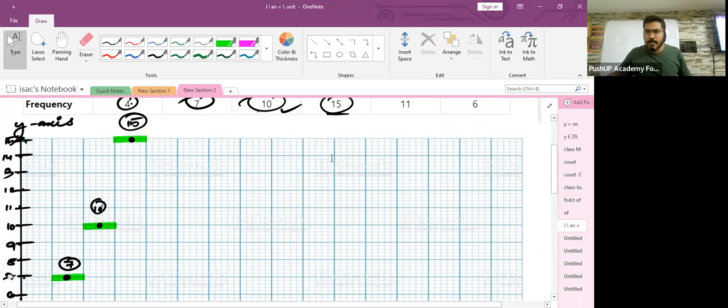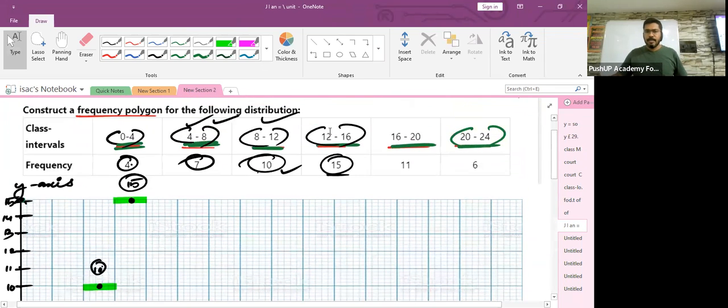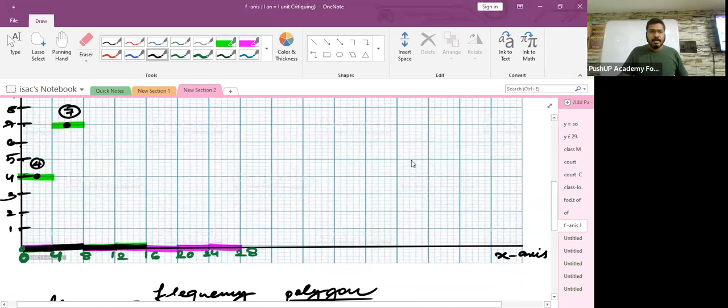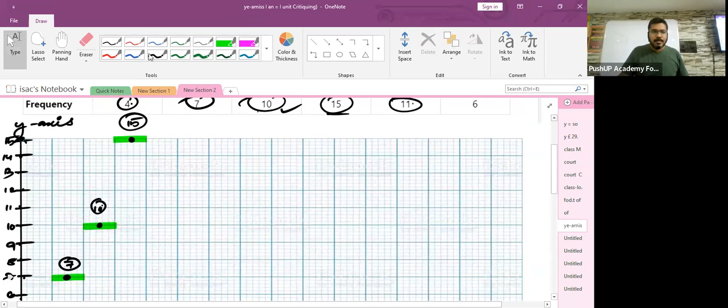Understood? Are you all doing with me? Ananya? You're doing with me, right? Yes, sir. Yeah. The next class interval is what? 16 to 20. And the frequency is 11. So children, 16 to 20. And the corresponding frequency is what? 11. Where is 11? Over here.